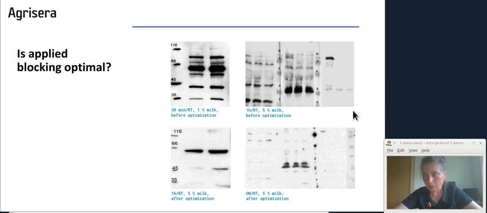In some cases, we can go up to 10% non-fat milk as a blocker. Generally, in the case of plant proteins, we have learned that BSA is not such an effective blocker, and we prefer to use non-fat milk. And of course, in some cases, one has to be careful, as using too high a blocker concentration can result in overblocking.